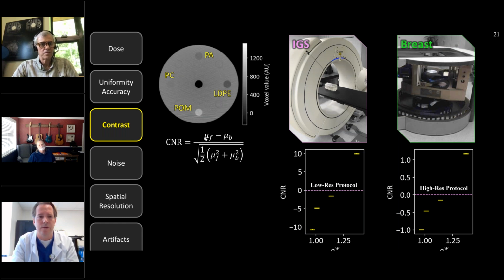The contrast to noise is just the difference in the signal between the foreground and the background and the average noise. And this just shows you the contrast to noise for two scanners running in very different protocols. This one's running a very low resolution protocol where the contrast to noise ratio is very high, right? Negative contrast just means it's dark. And then this scanner running in a very high resolution protocol where the contrast to noise is less, simply because the system is running at a higher resolution mode.